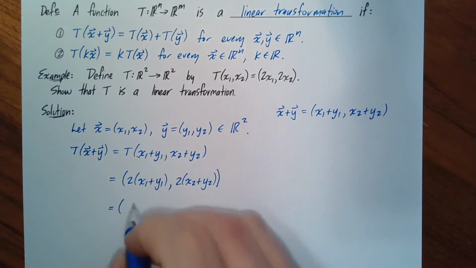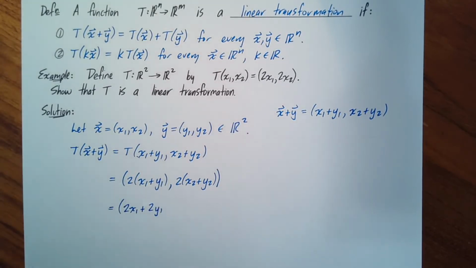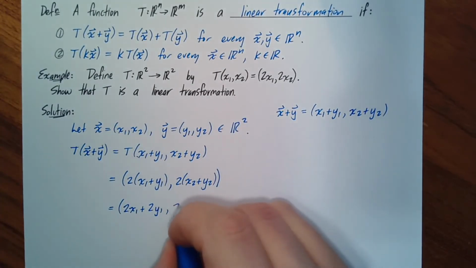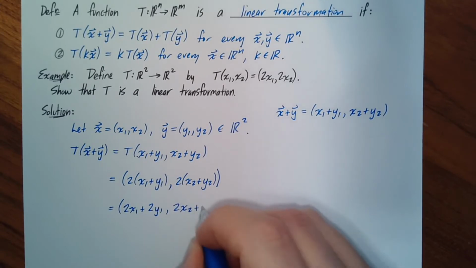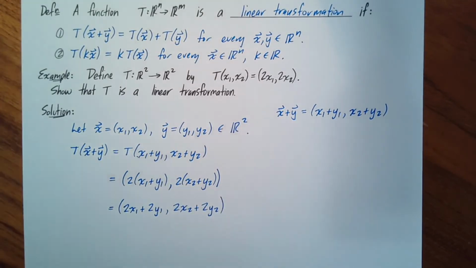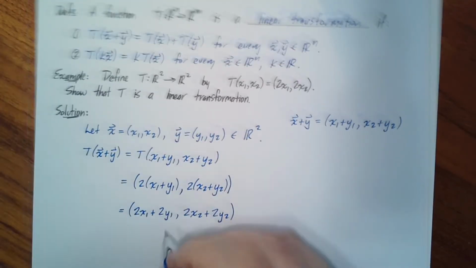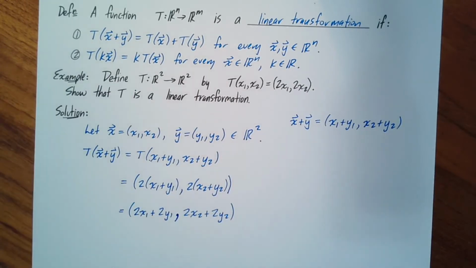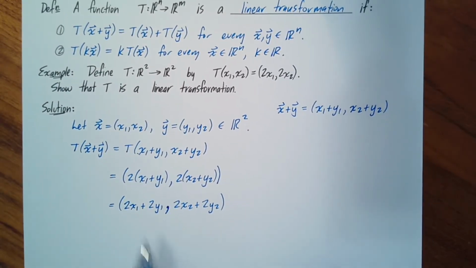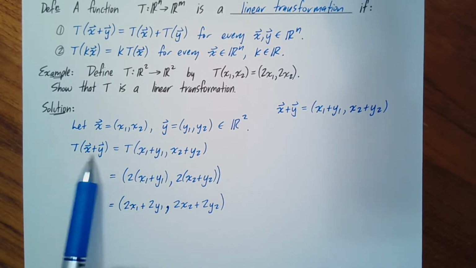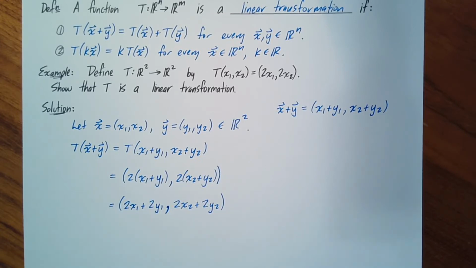So 2 times x1 plus 2 times y1, that's the first coordinate now. Now our second coordinate, 2 times x2 plus 2 times y2. And this comma in the middle is the thing that separates the first coordinate from the second coordinate. So this really is a two-dimensional vector still. This is the output from the function t when you plug in x plus y. This is as far as we've gotten.